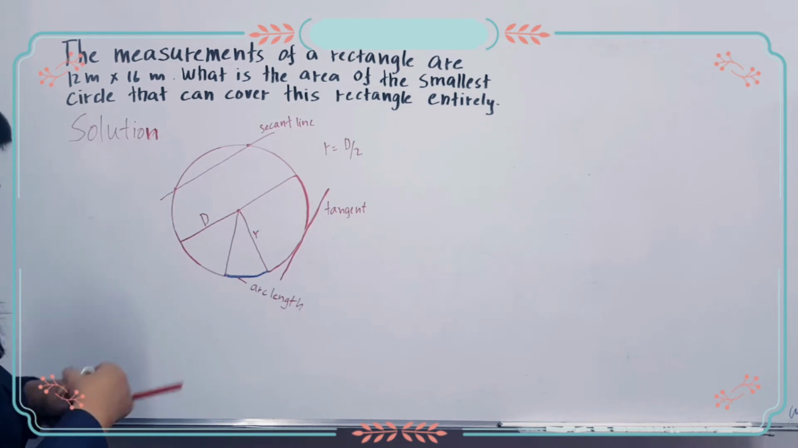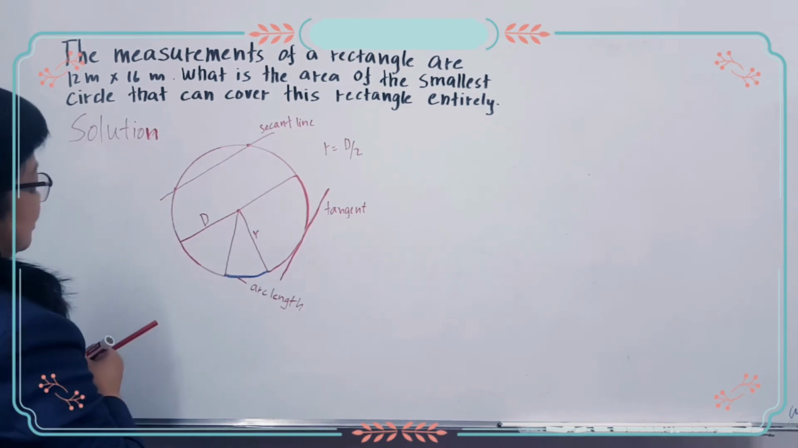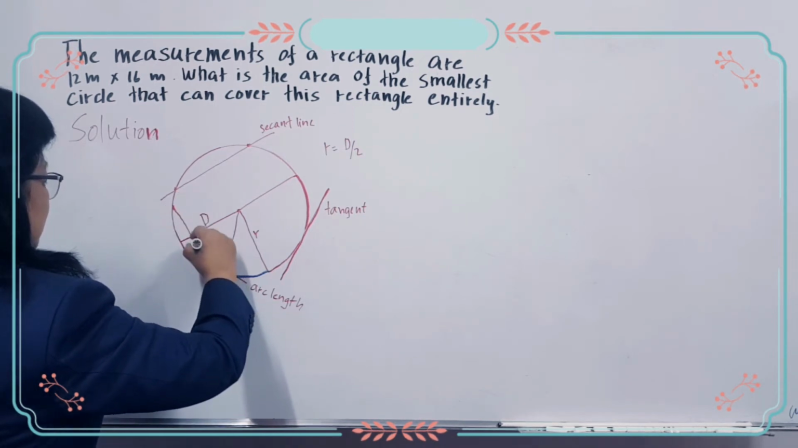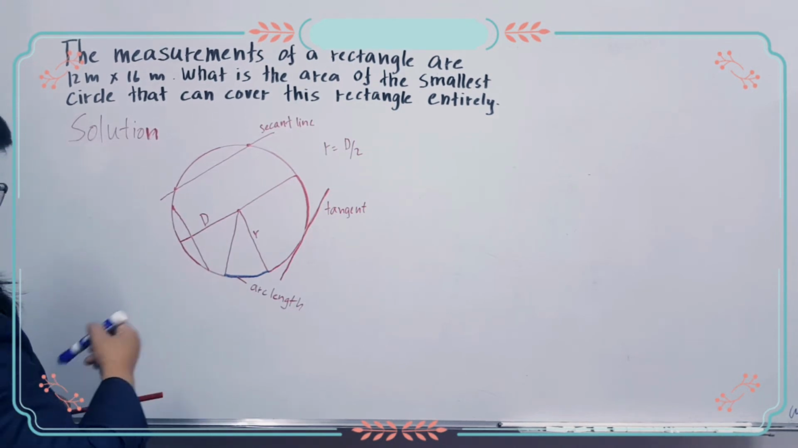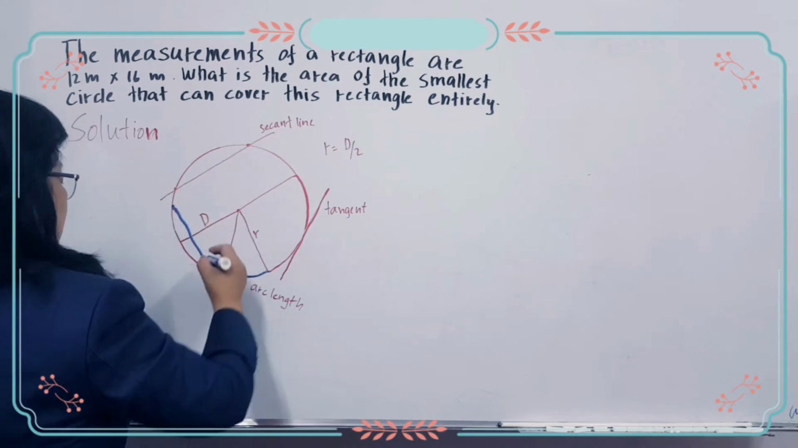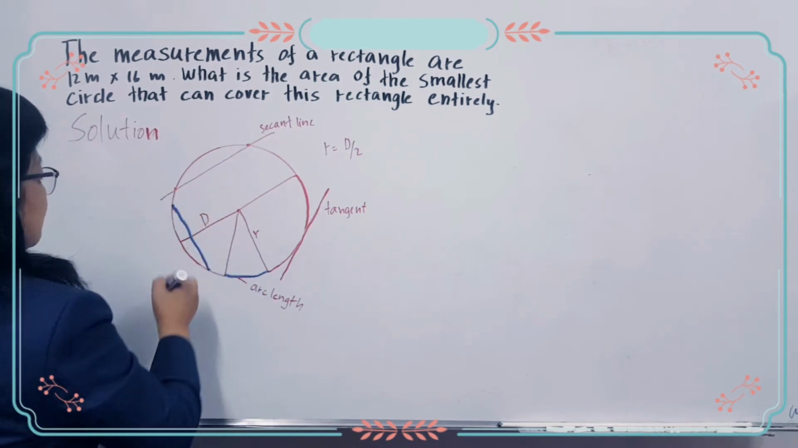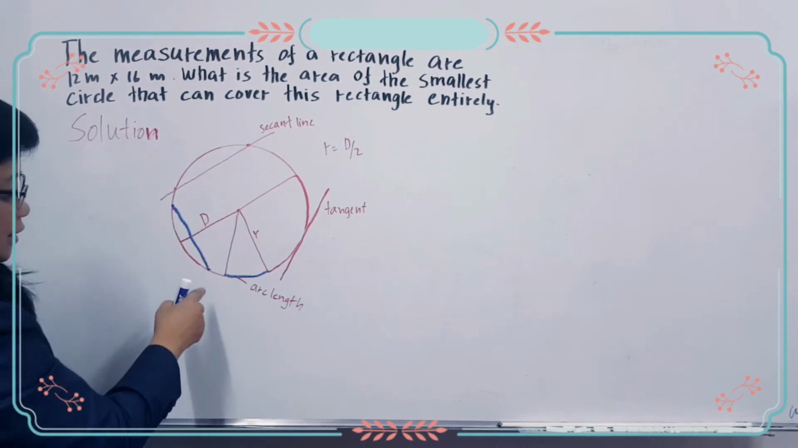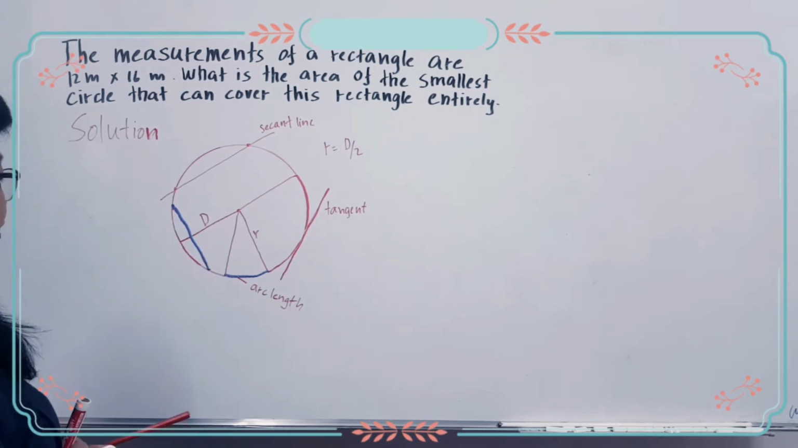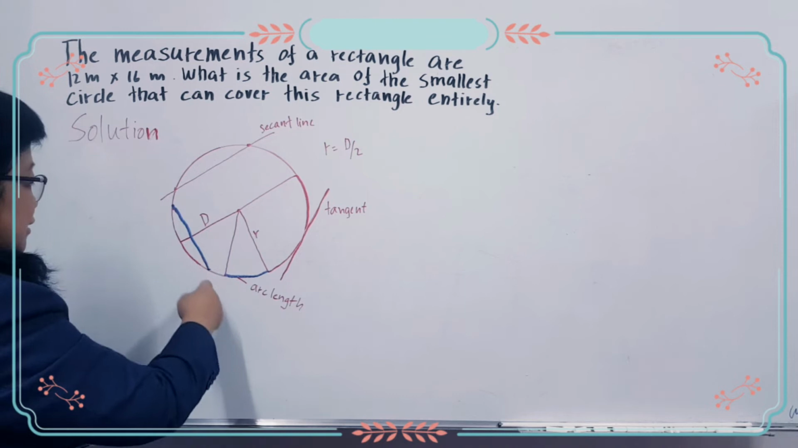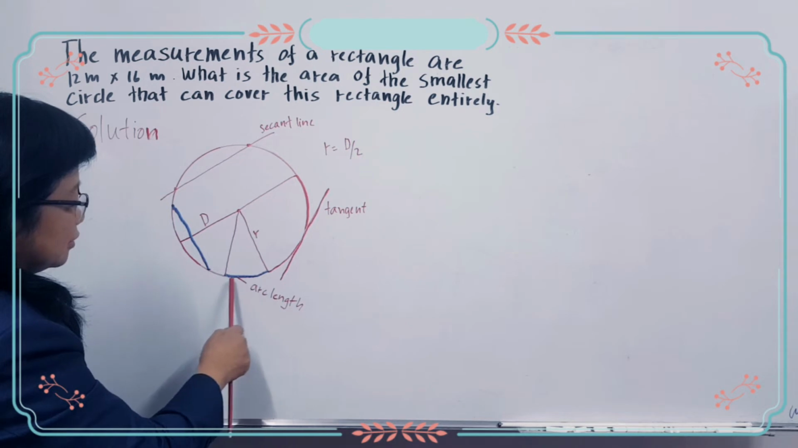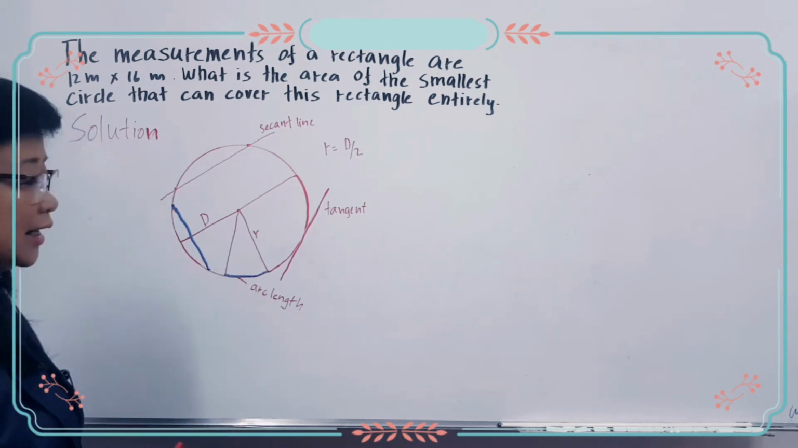Now, another thing, for example, this one, from here to here, we call it the chord of a circle that touches from one point to another point within the circle. We call it the straight line, the chord of a circle, and the curve length here, we call it the arc length of a circle.